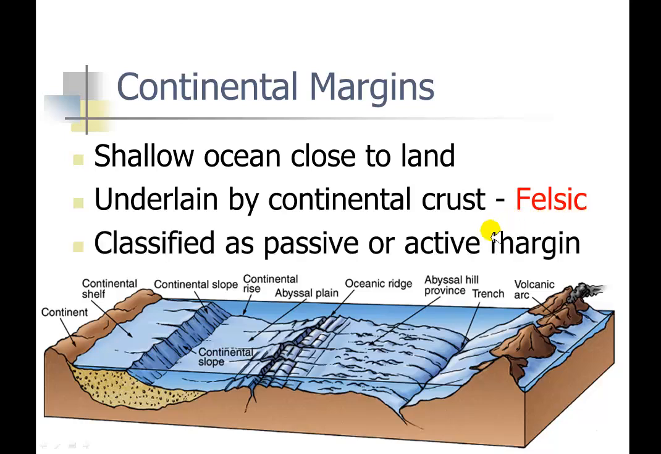And it's classified as either being a passive or active margin. Passive if it has no subduction, which forces rock down and melts and causes volcanoes. This is a passive margin. The east coast of the United States is a passive margin. The west coast is actually what's called an active margin.